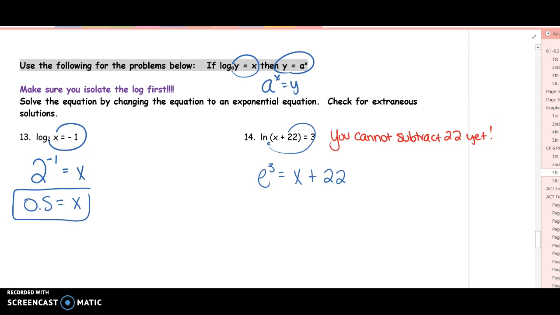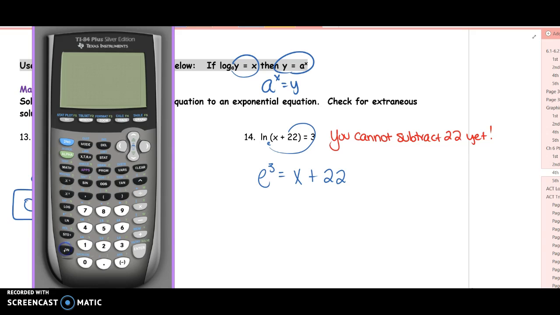E to the third. Grab your calculator, find your ln button. You can do e to the third. Second button, ln button to get your e function. E to the third is 20.086.